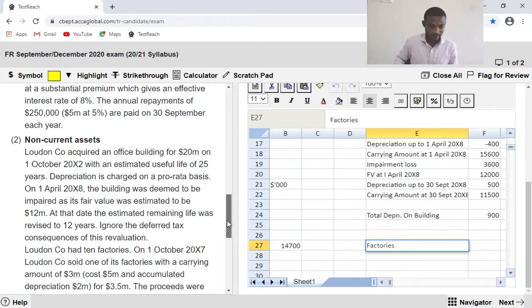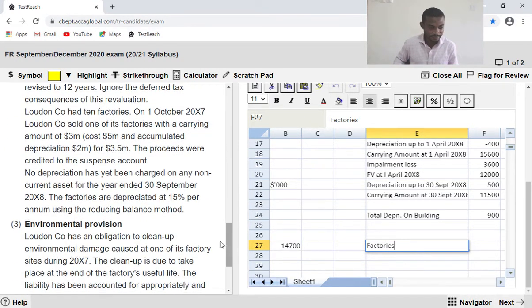Now, the factory, let's read on that. It says that the London Co. had 10 factories, and on 1st October X7, London Co. sold one of its factory with a carrying amount of 3 million. Now, cost 5 million, accumulated depreciation 2 million for 3.5. Quickly, I know that there will be profit on disposal because it had a carrying amount of 3, they sold it for 3.5. And that would affect my profit information. I don't want to miss this.